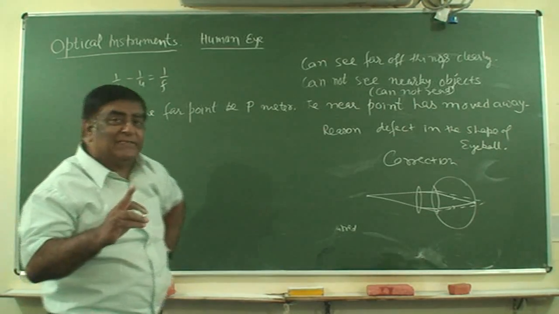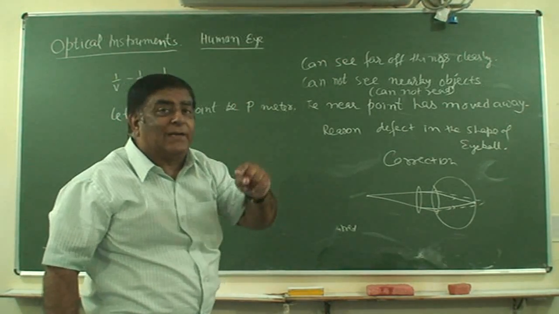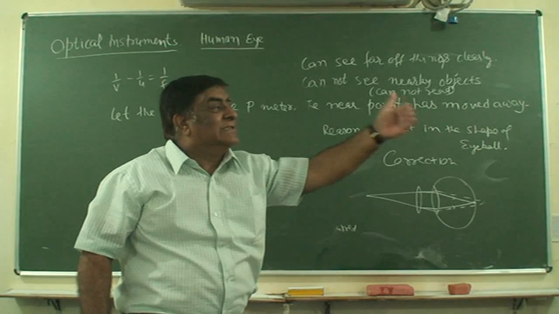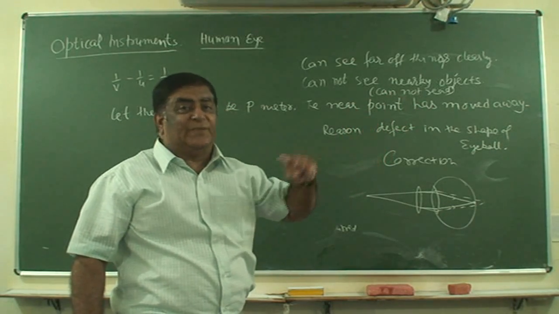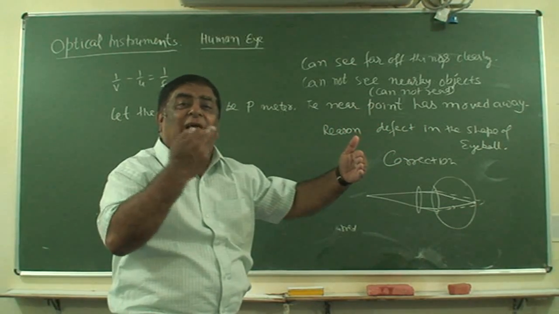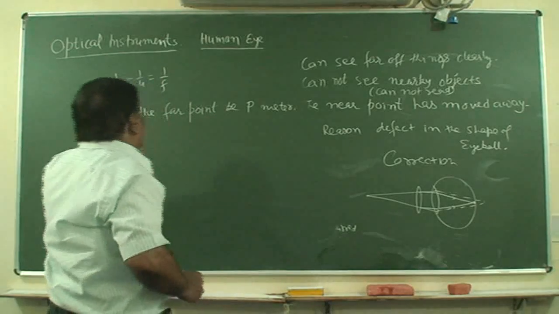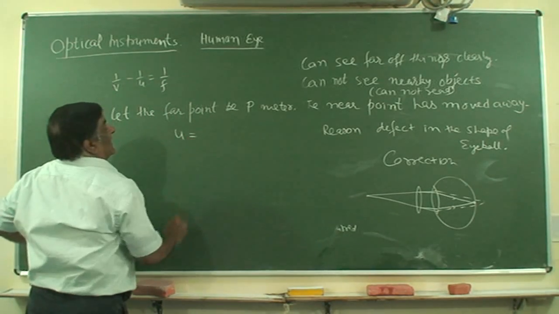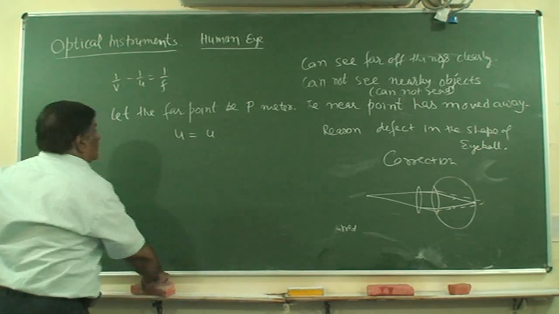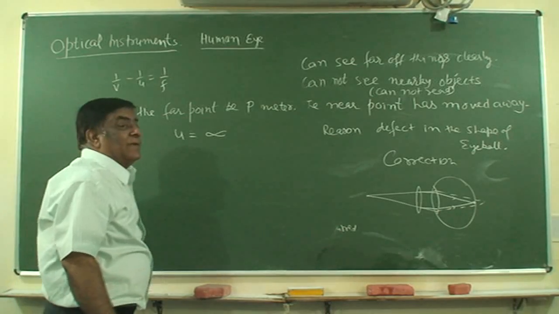That means if there is an object at 10 meters distance, he will not be able to see it. But if we have a device which will take that object at 10 meters and make its image at 3 meters, then his eyes are good enough to see at 3 meters, and he will be able to see it clearly. What does that mean? It means that our u is the object far off. So how far off can it be? It can be at infinity.